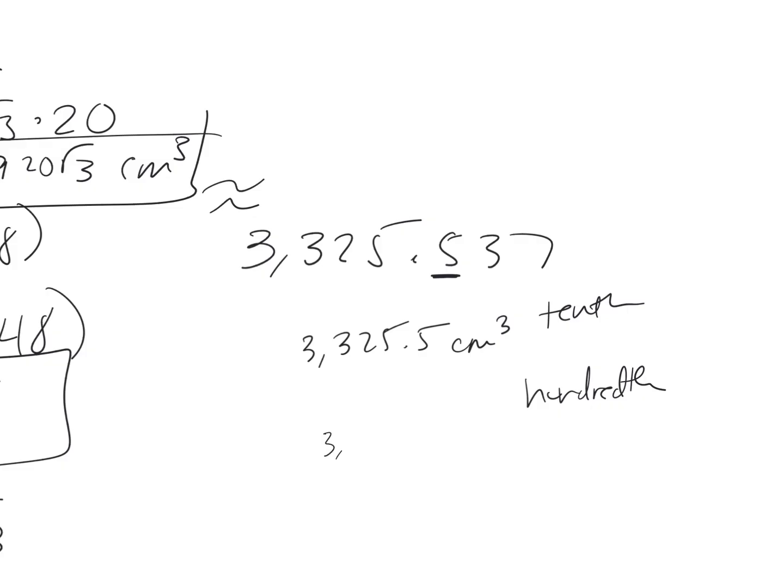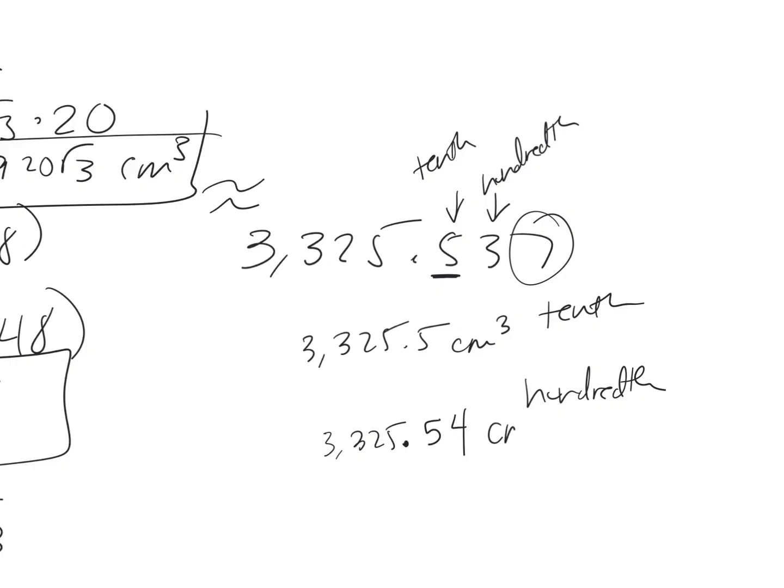What about to the nearest hundredth? This is the tenth place. This is the hundredths place. You look next door. 5 or more, go up one. 4 or less, stay and rest. So what happens to the 3? It goes up. Cubic centimeters.